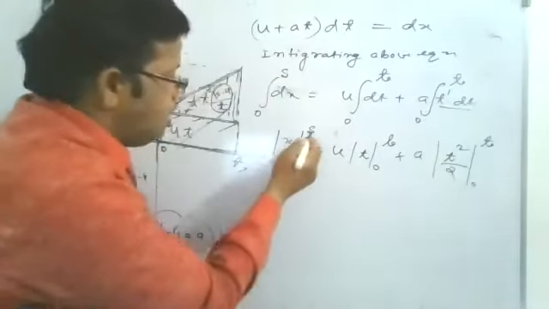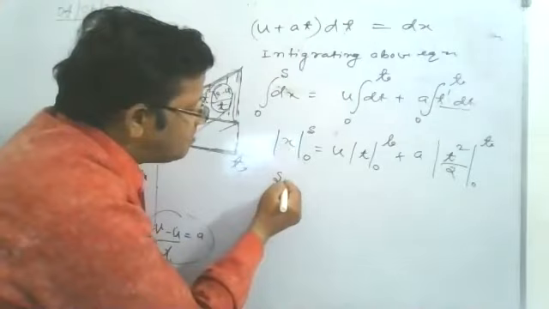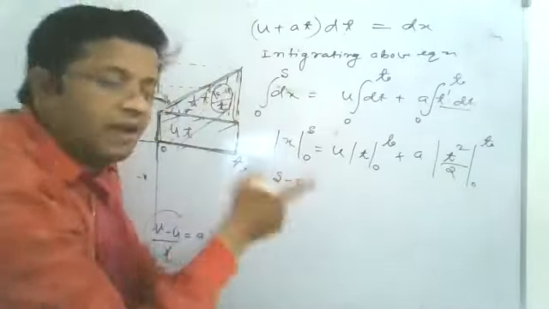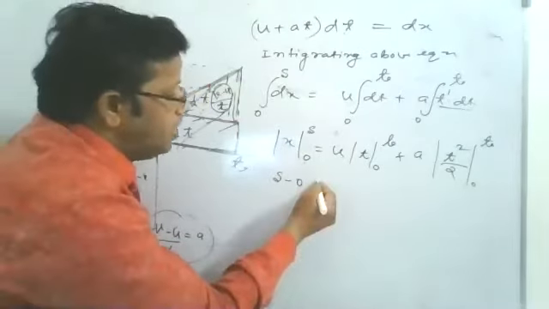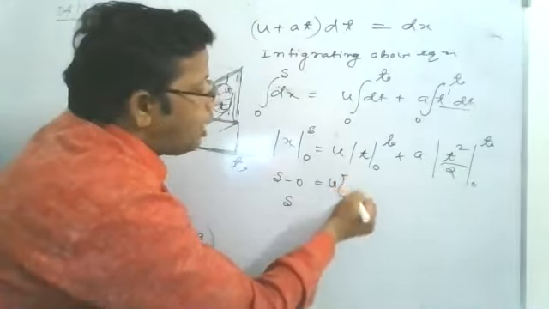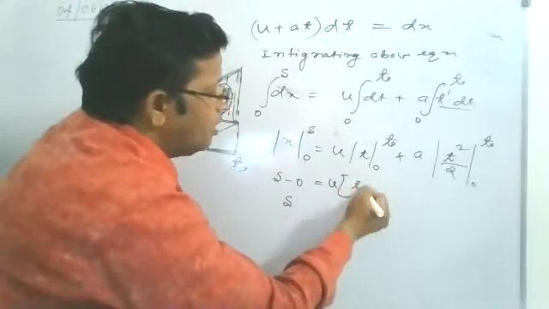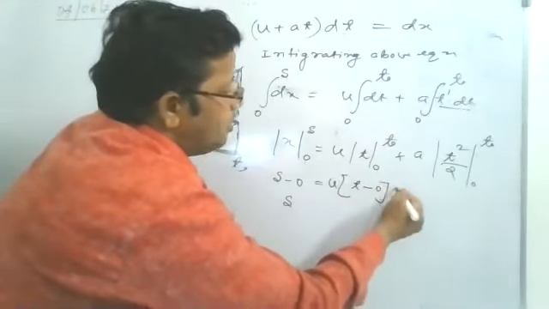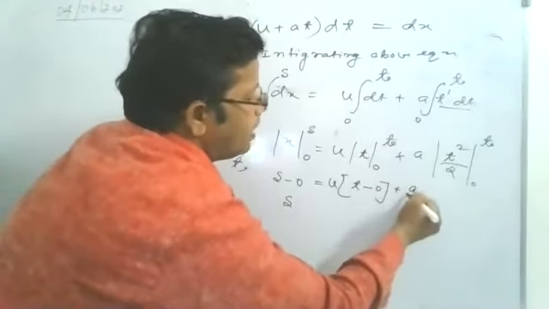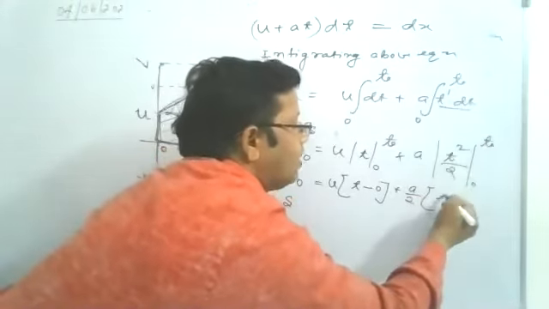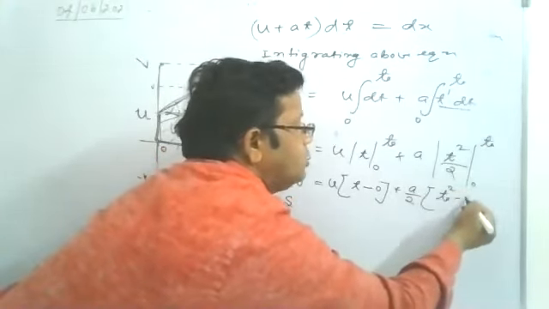Now see here, upper limit s minus lower limit 0. बेटा पहले upper limit को रखते हैं, then we put what, lower limit. s minus 0 is s. Now you put u. What is the upper limit? t. The upper limit minus lower limit is 0. Plus 2 comes out, a by 2, because 2 is constant. What is the upper limit? t square minus 0 square.